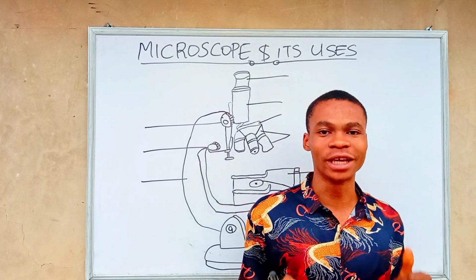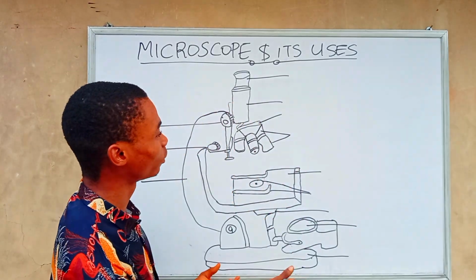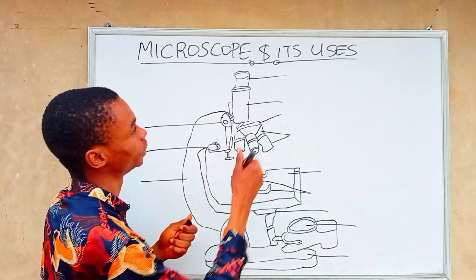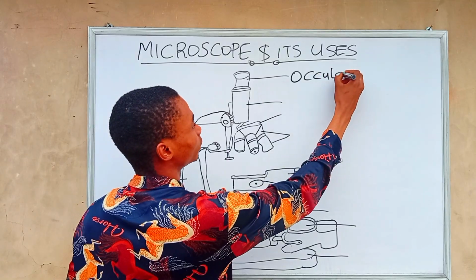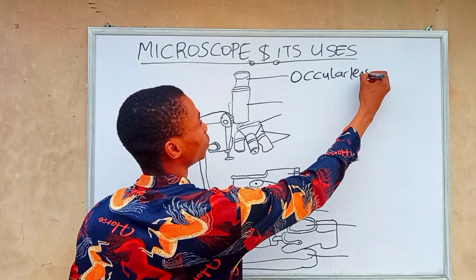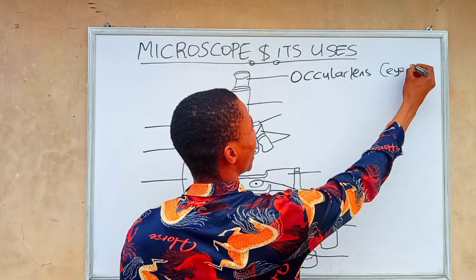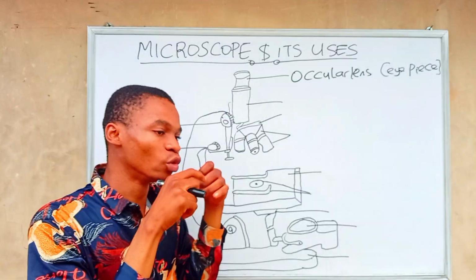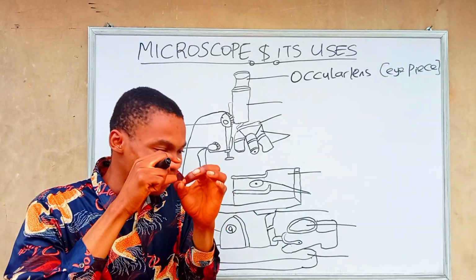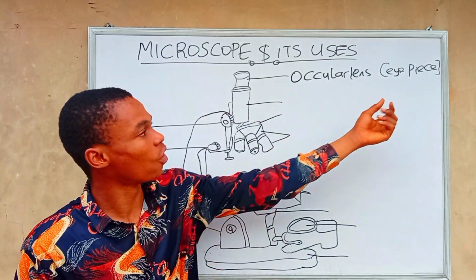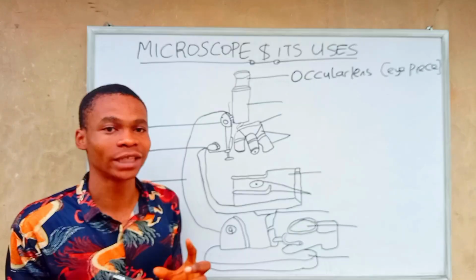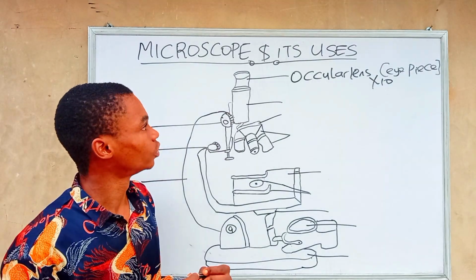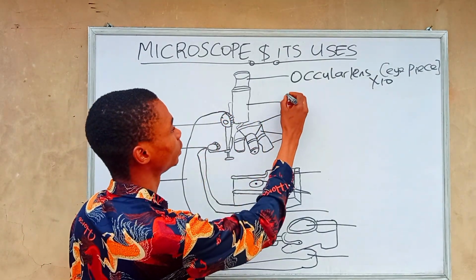So guys, let's quickly label the diagram of a microscope. Let's start from the first part here. This part is called the ocular lens. It's also known as the eyepiece. It is this ocular lens that we look through. When you are with your microscope, the part you look through is called the ocular lens or eyepiece, and it has a magnification of 10. The next one here is the body tube.